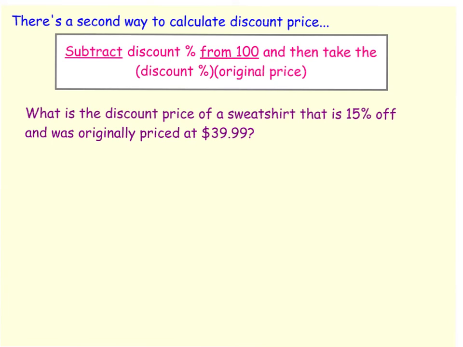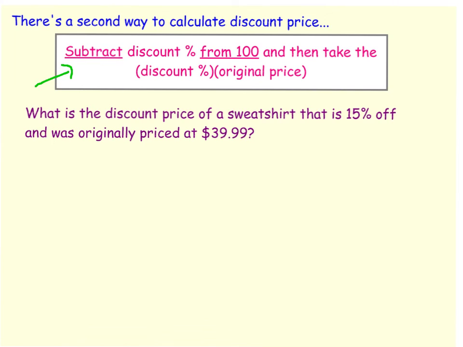Okay, this is the last slide, but first we need to show you a second way to calculate discount price. And that is to subtract the discount percent from 100, because we know that percent is out of 100. So if we take away that discount percent, then it will take us straight to our subtotal, and we don't have to do the subtraction at the end to get to the subtotal. So let's go ahead and do an example like that.